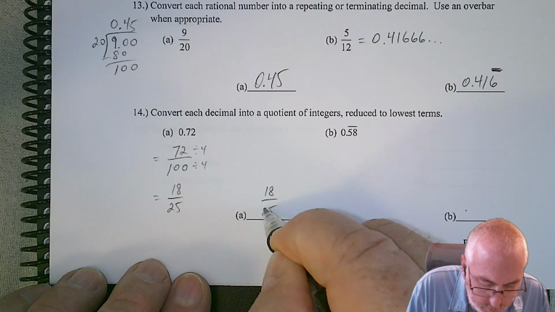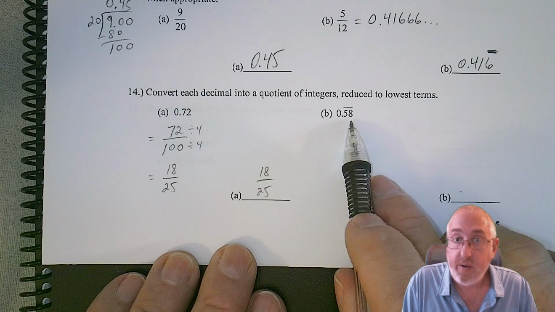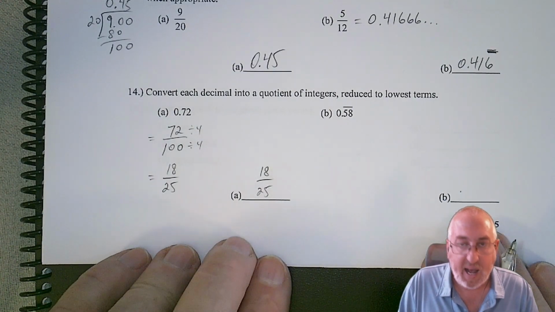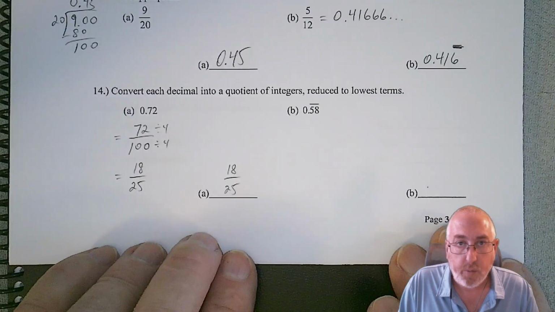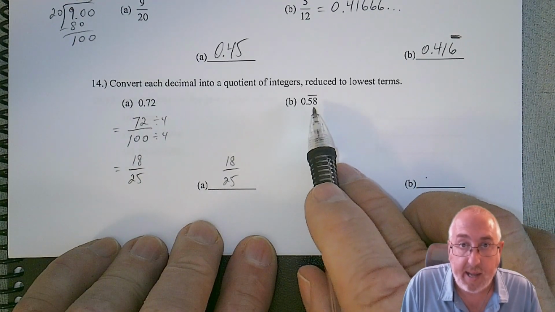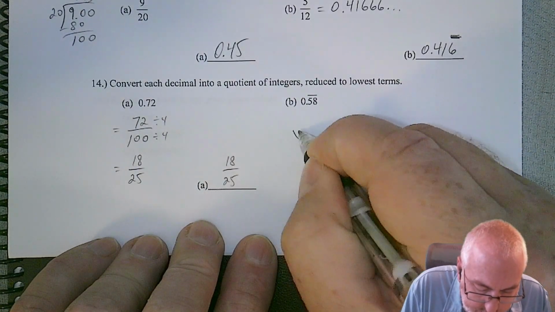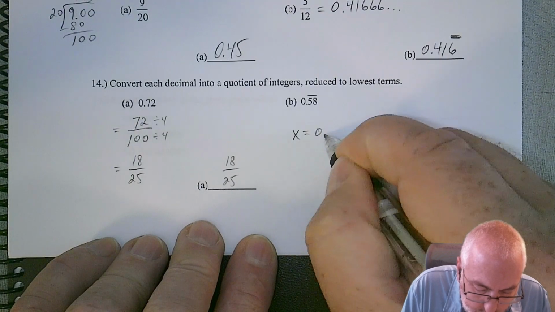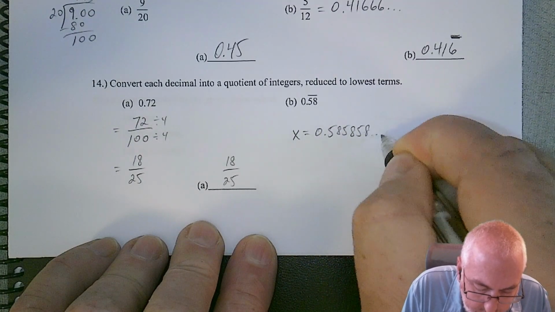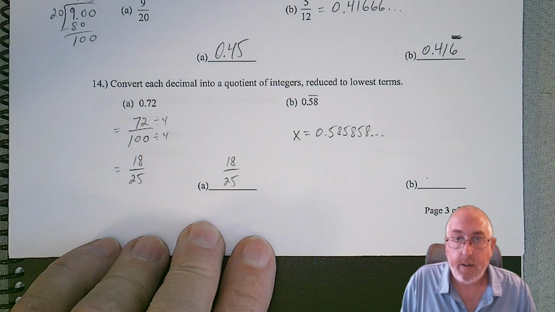And now, when you have a repeating one, these ones can be a little trickier because it's kind of an algebra problem if you want to do it right. So the first thing is to set x equal to the original number. So in this case, 0.585858, and we'll write a little bit of that pattern.